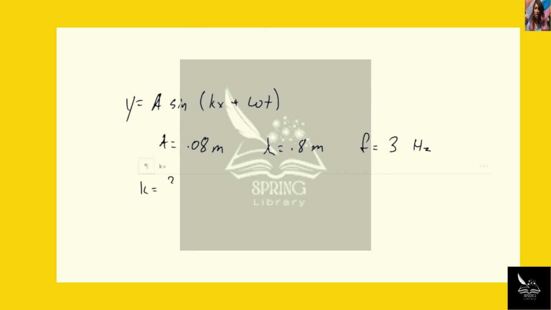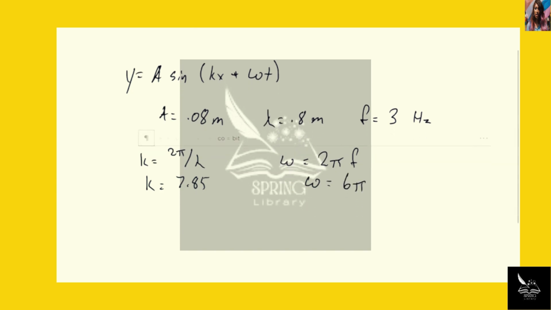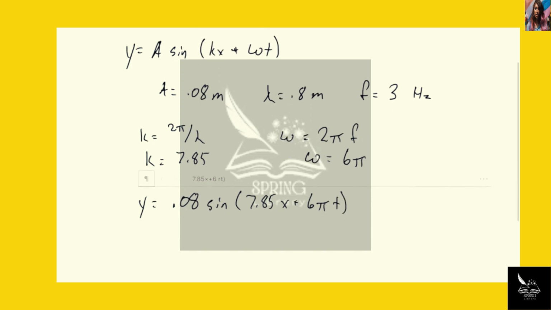Now we know that k equals 2 pi divided by the wavelength, and we know that omega equals 2 pi times the frequency. Therefore we know that k equals 7.85 and omega equals 6 pi. Therefore, we know that the equation is y equals 0.08 times the sine of 7.85x plus 6 pi t.